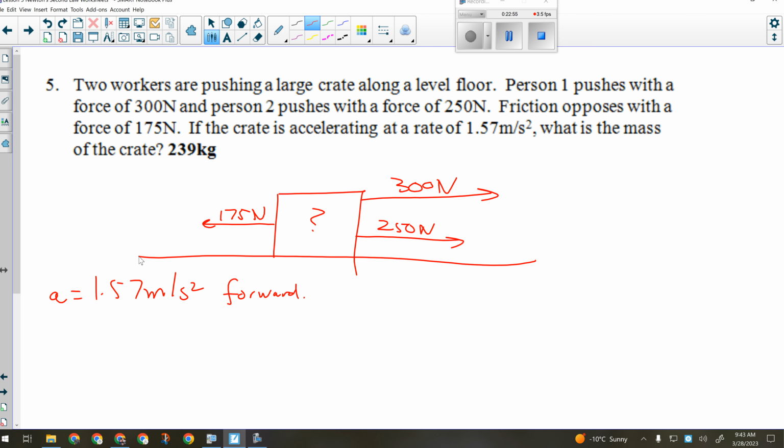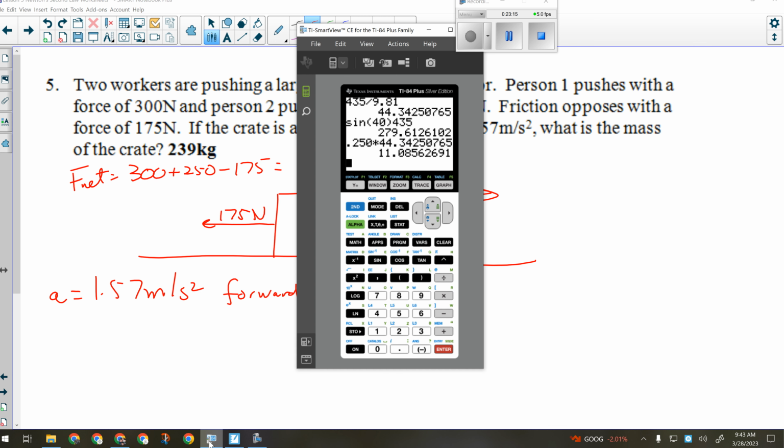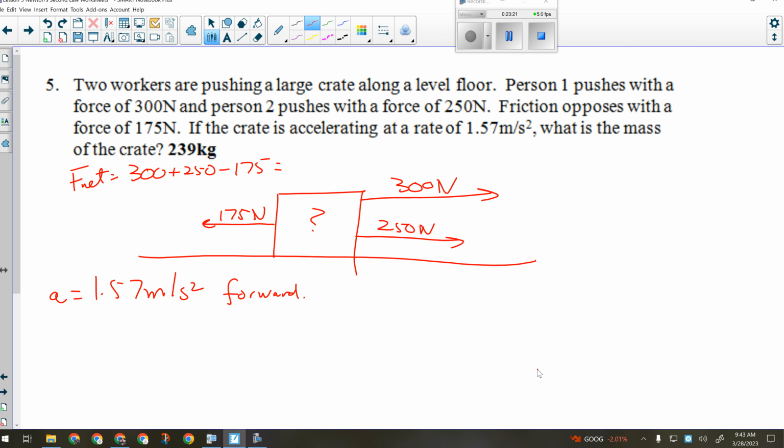All right. What can I calculate right now with the diagram? I can calculate net force. So that's what I want to do first. I need to get net force, so that's going to be 300 plus 250 minus 175. So 550 minus 175, so 375 newtons.